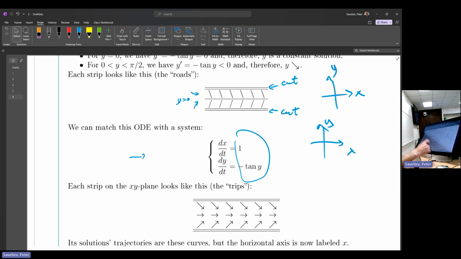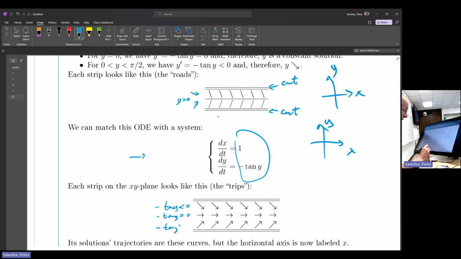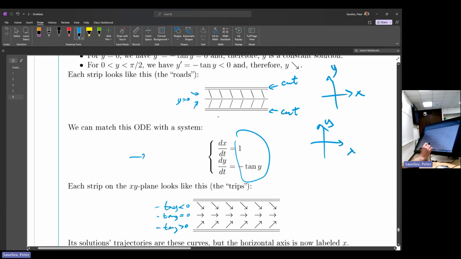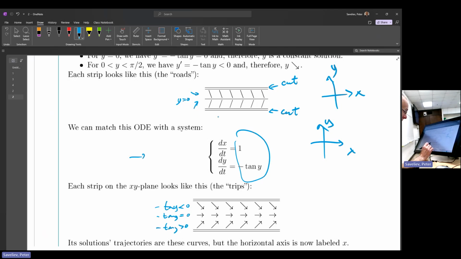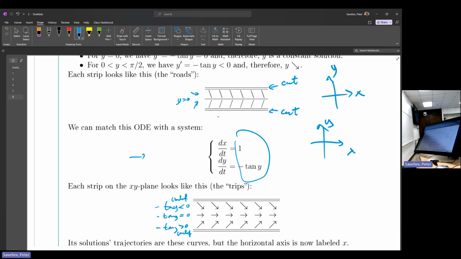Wherever tangent is over here, negative tangent rather is negative. Okay, here negative tangent is equal to 0. And here negative tangent of y is positive. Okay, so we have drawn this. Here it is undefined, and this is undefined, and this is undefined. So that's how we produce an example of qualitative analysis for the two-dimensional case from the one-dimensional case.